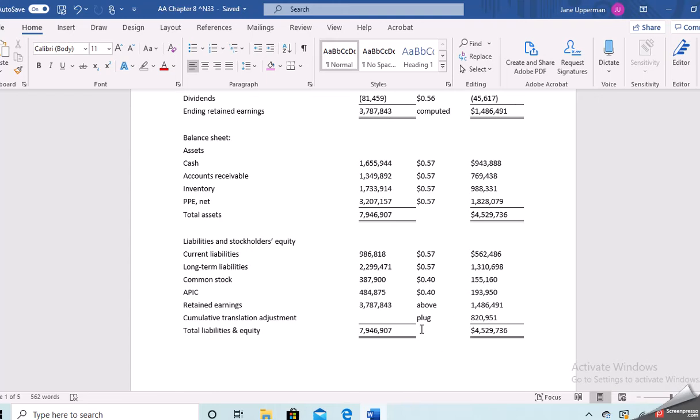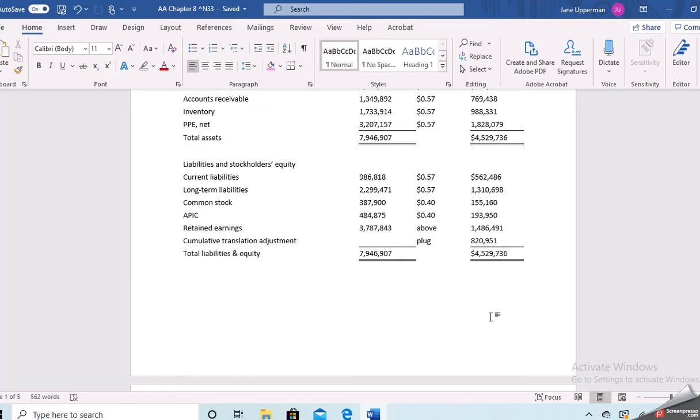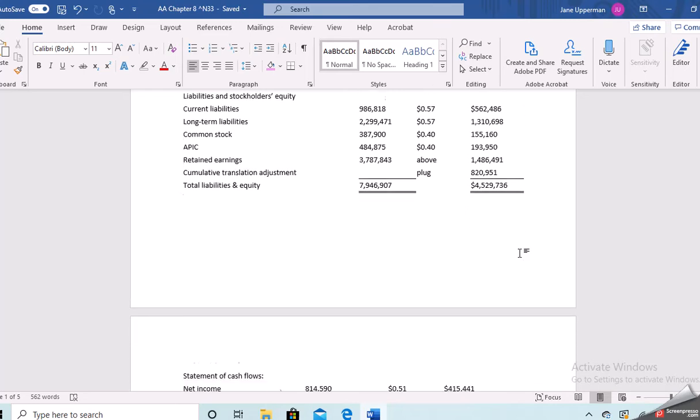They'll give us the beginning of the year cumulative translation adjustment, and then we'll see how we kind of back into what the current year was. Now this is just a plug. This just is what makes your balance sheet balance. So your assets equal your liabilities. But again, look at the YouTube video for the computations of that.